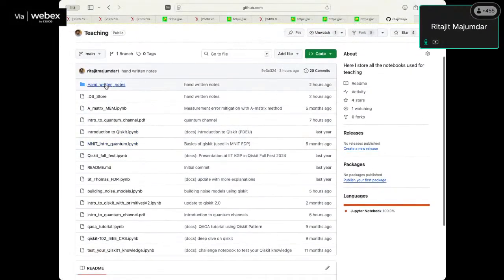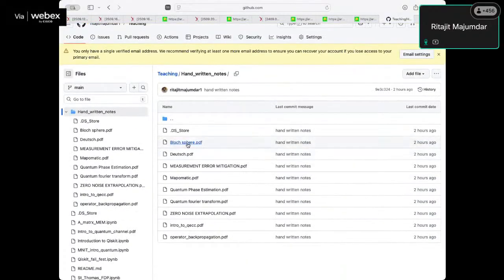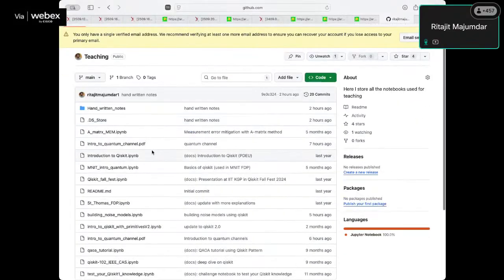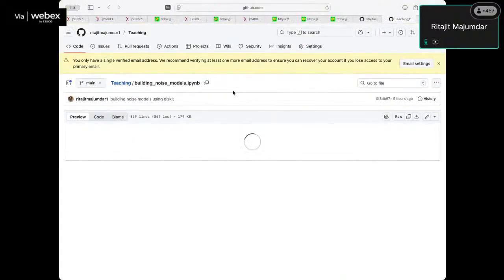But you can go to the handwritten notes if you want, and what we were discussing about the Bloch sphere, these are all here, whatever we discussed today. I'll share the GitHub link here. And the intro to quantum channel PDF that I was just showing is also available here. And if you want to see how to build different noise models, you can just go to this notebook.